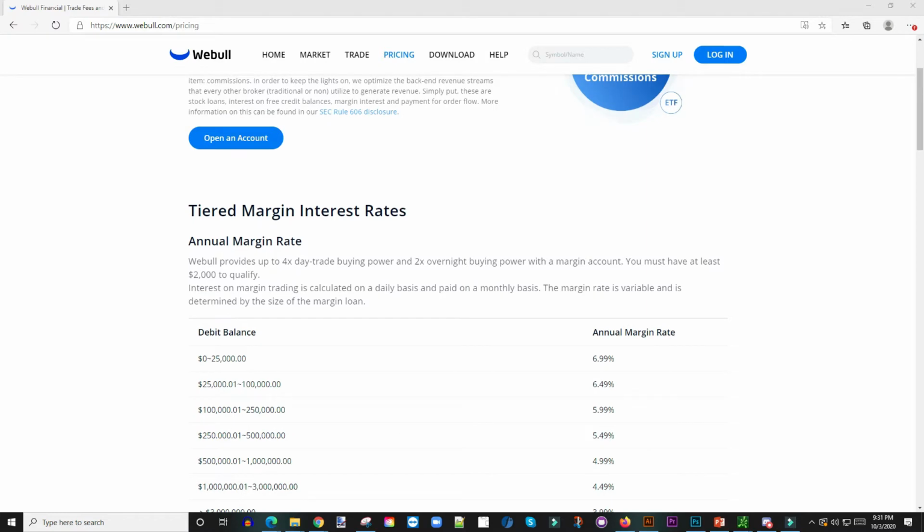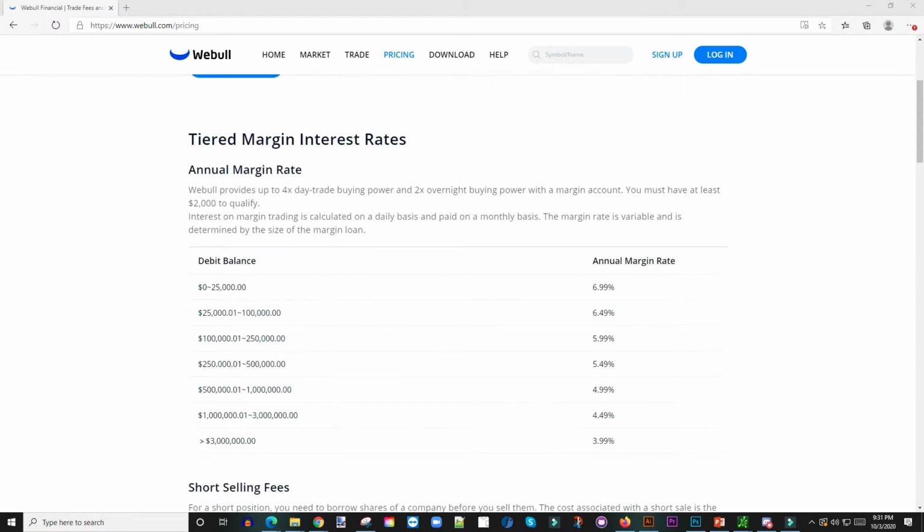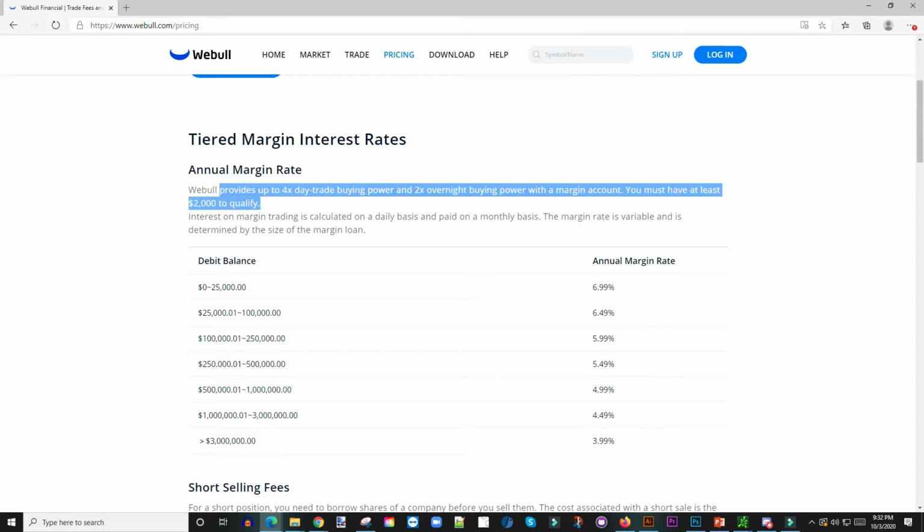So if you are using the WeBull platform already, you realize that again, like I said, it's commission free when you trade stocks, options, and ETFs. But if you have a margin account and you do actually use margin in the account, then you would realize that you get charged a fee. So this is the first part where WeBull does charge a fee. Just look at the debit balance here and the annual margin rate that WeBull charges. For people that use margin, WeBull does provide up to 4 times day trade buying power and 2 times overnight buying power, as you can see up here.